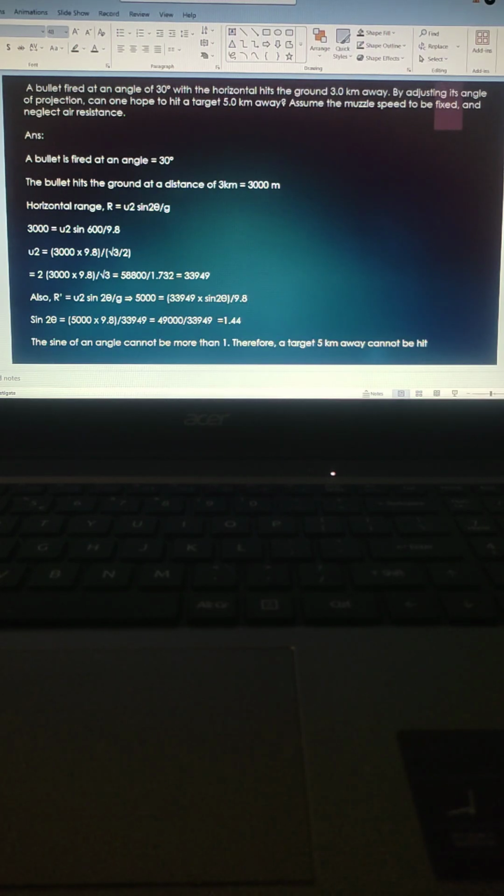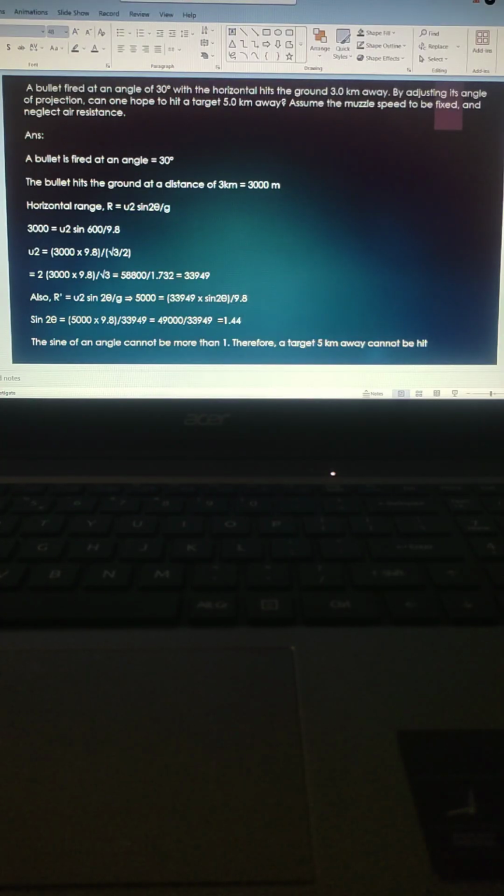Next question is, a bullet fired at an angle of 30 degrees with the horizontal hits the ground 3 kilometers away. By adjusting its angle of projection, can one hope to hit a target 5 kilometers away? Assume the muzzle speed to be fixed and neglect air resistance. So your bullet is fired at an angle of 30 degrees. The bullet hits the ground at a distance of 3 kilometers, that is 3000 meters.